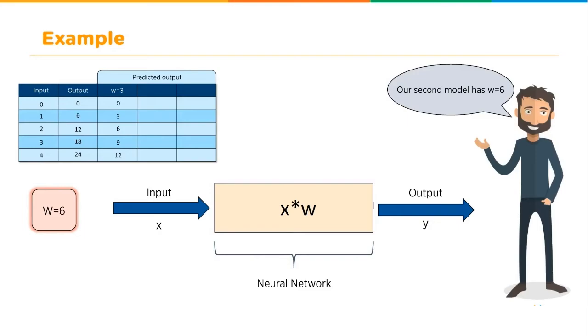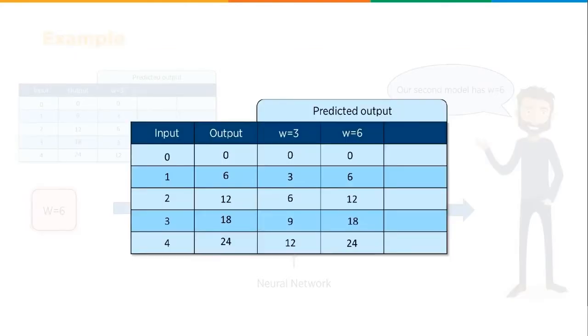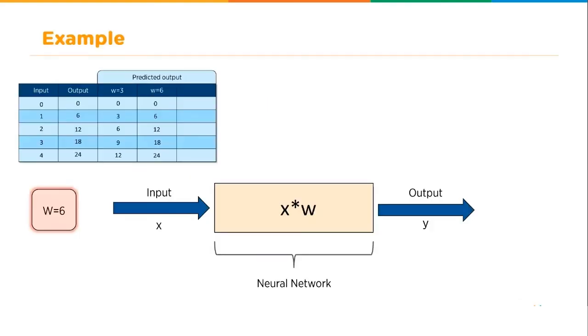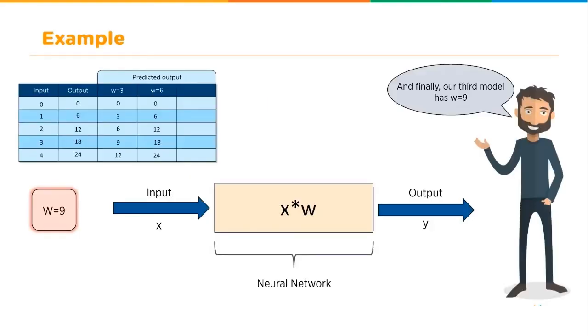We take this W equals 3, and we come up with a second model where W equals 6. We're going to look at how we figure out W equals 6 in just a minute. That is part of the math behind this, which you can see here. We put in W equals 6 and we build a W equals 6 chart. We end up with 0, 6, 12, 18, 24, which is the output we're looking for.